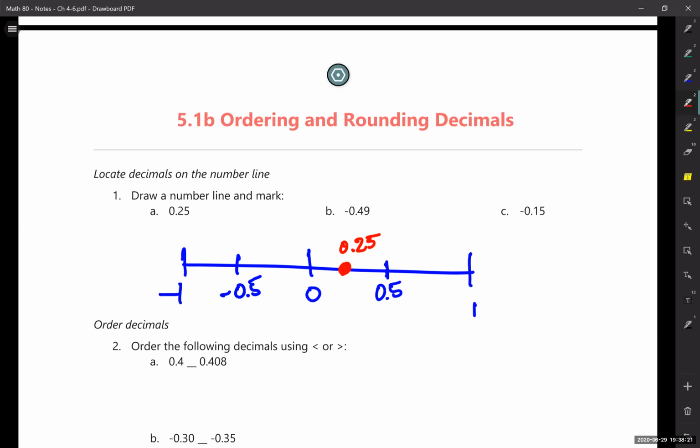And then for part B, I have -0.49, -49 hundredths. And so really the catch here, the trick here is what side of the -half does this number go on? Does it go on the left side over here? Or does it go on the right side over here? And since -49 hundredths is just a little bit greater than -1/2, it's going to go right here just on the other side, just on the positive side of -1/2.